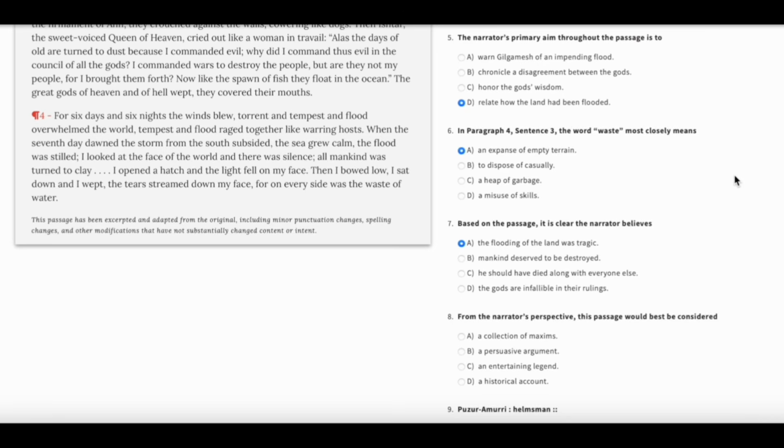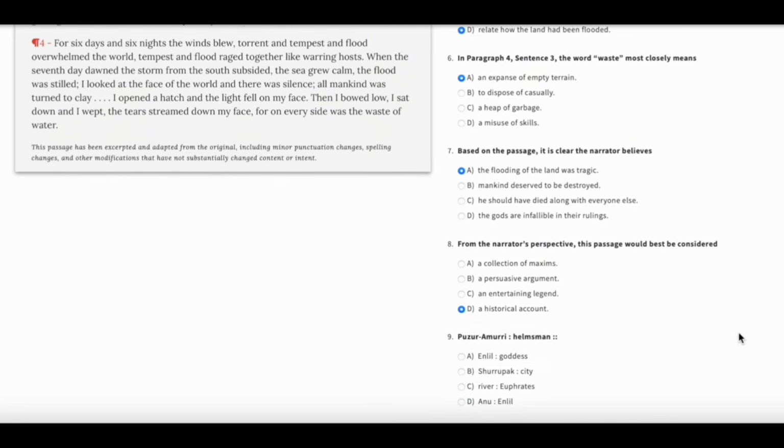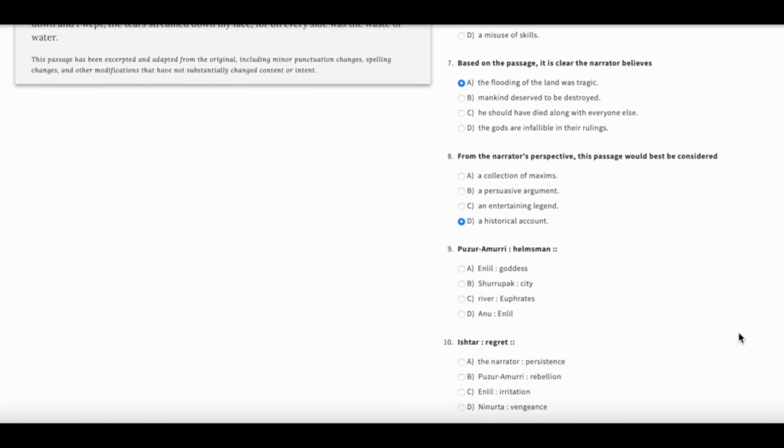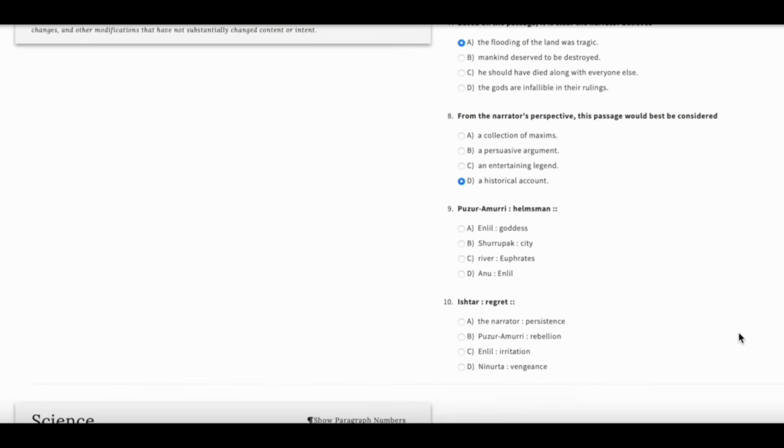And D is a historical account. Do we have any evidence that from the narrator's perspective, this passage would best be considered a historical account? Yeah, the whole time he's talking like it happened. He's like, this happened, and this happened, and this happened. He was there, and he's telling the story of everything he saw and heard. So we got most evidence for D, and it's D. Does that question make some sense? Yep. Okay. Be aware of that trap there. Again, you don't have to bring in your outside opinion or understanding at all. In fact, it'll throw you off. Focus on the question. Focus on the evidence.